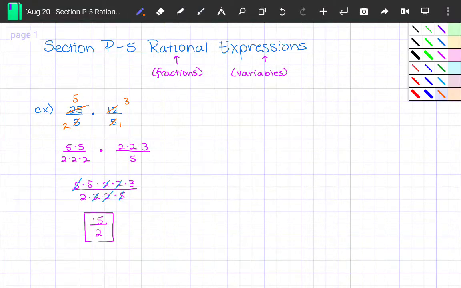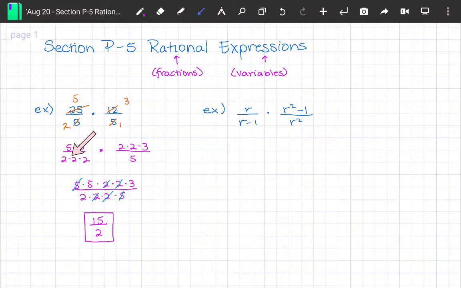So now we're going to take that same idea and apply it to rational expressions. So let's take a look at this example. Let's start off with r over r minus 1 times r squared minus 1 over r squared. Now you want to look for common factors. That's the key. So when we're dealing with rational expressions, you're going to want to fully factor the numerator and denominator first. That's what I did over here on this first example. I fully factored all the numerators and denominators. So I'm going to do that over here also.